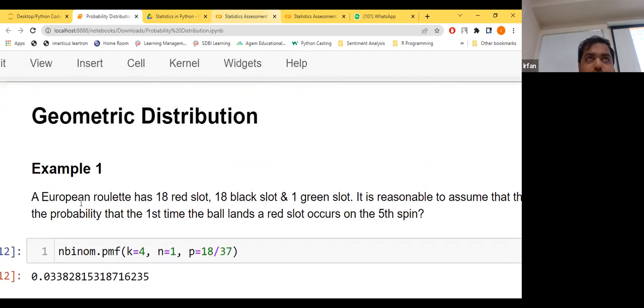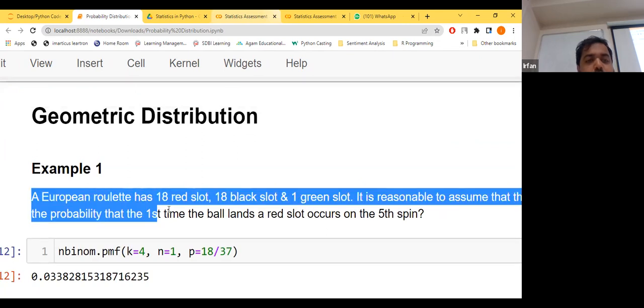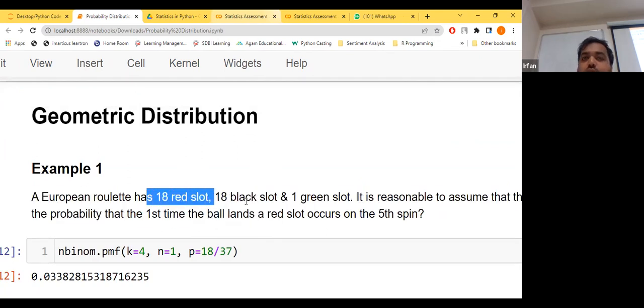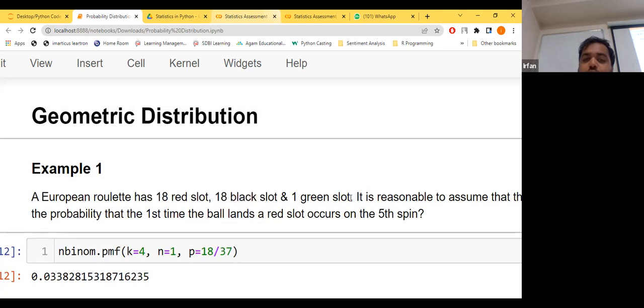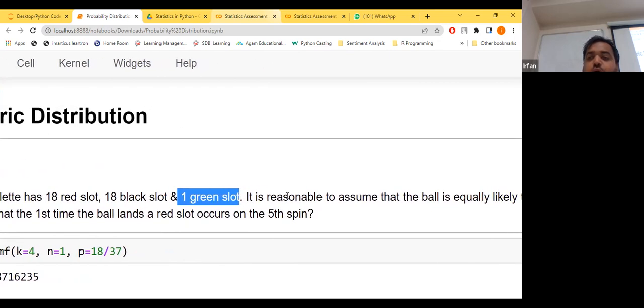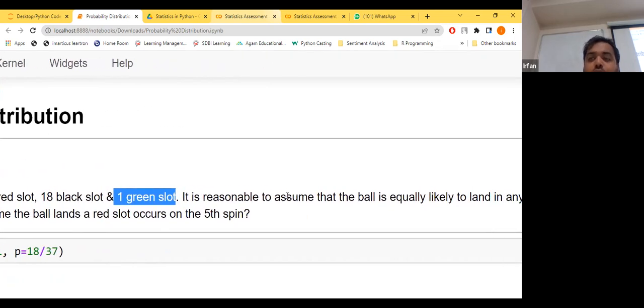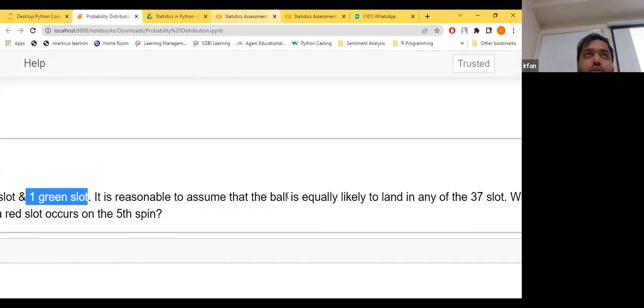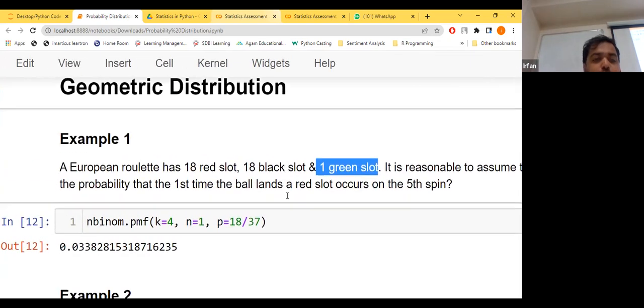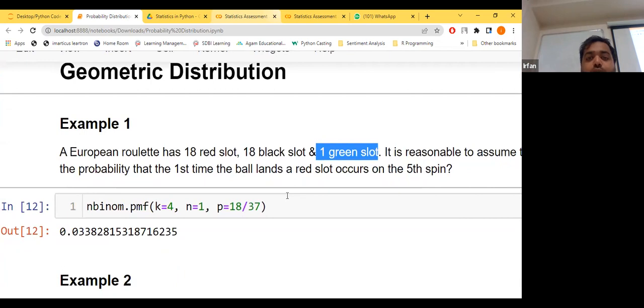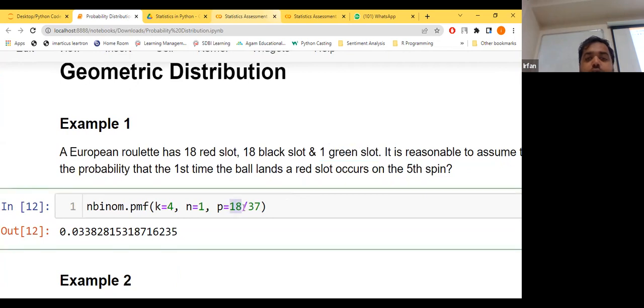Okay. So guys, same example I have taken. A European roulette has 18 red slots, 18 black slots, 1 green. In total we have 37 slots. It is reasonable to assume that the ball is equally likely to land in any of the 37 slots. When you throw a ball, it may land anywhere. What is the probability that the first time the ball comes on a red slot? So probability of red is 18 by 37. Occur on the 5th spin.